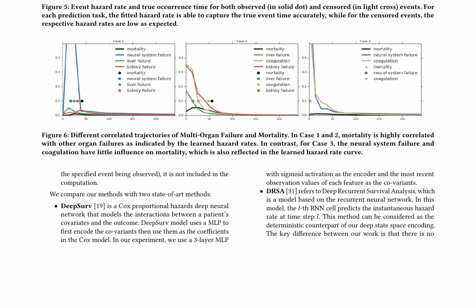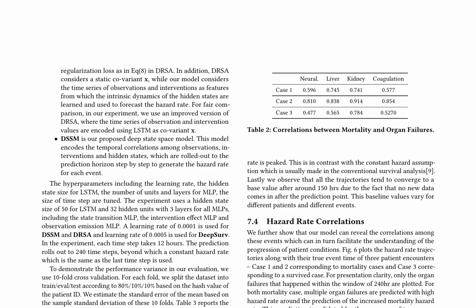DRSA, or Deep Recurrent Survival Analysis, is a model based on recurrent neural networks. The LSTM RNN cell predicts the instantaneous hazard rate at time step L. This method can be considered a deterministic counterpart of the deep state space encoding proposed in this work. The key difference between the two methods is that there is no explicit modeling of the underlying state space dynamics in DRSA.